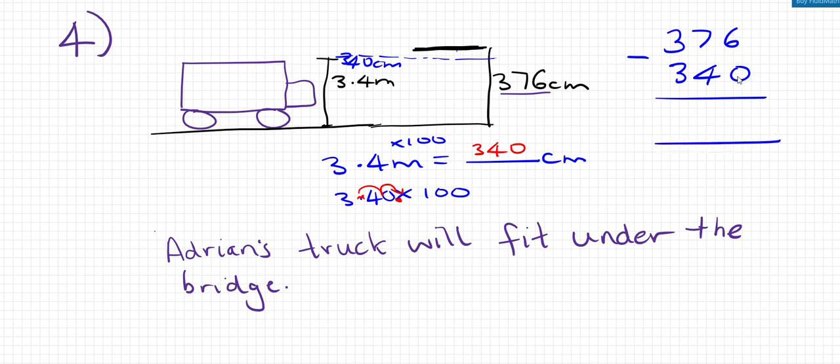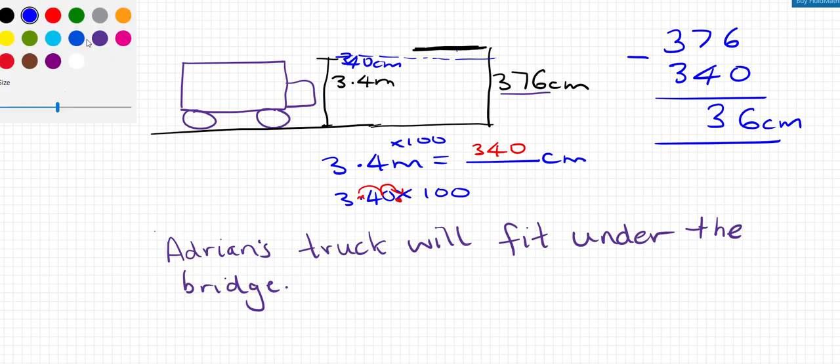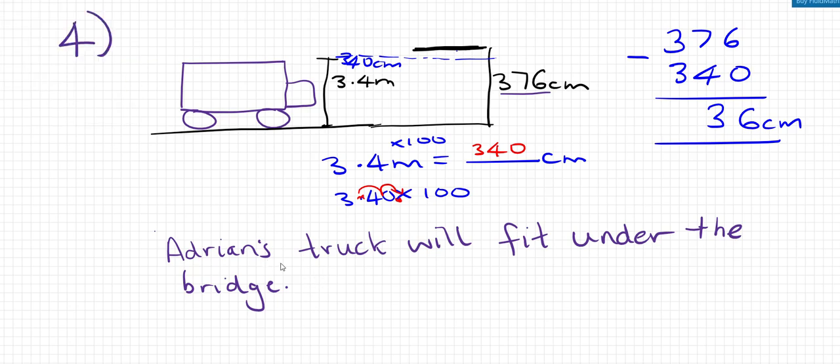So 6 take away 0 is just 6. 7 take away 4 is 3. 3 take away 3 is just 0. This is in centimeters, so we don't need that 0 there, he had 36 centimeters to spare. So our answer: Adrian's truck will fit under the bridge, and he has 36 centimeters to spare. We have used keywords from our question.